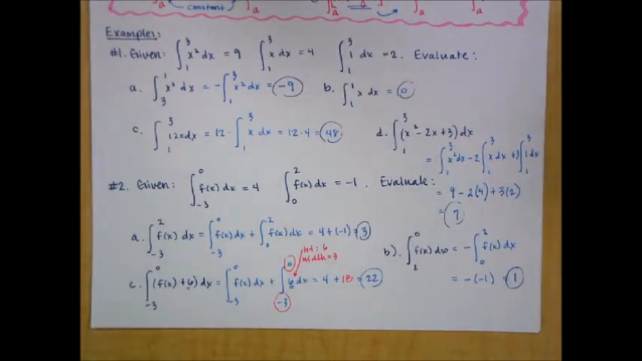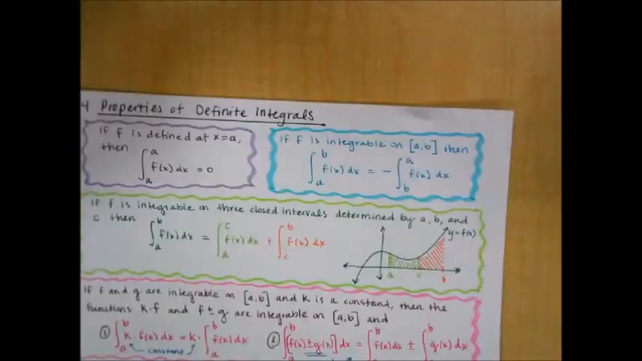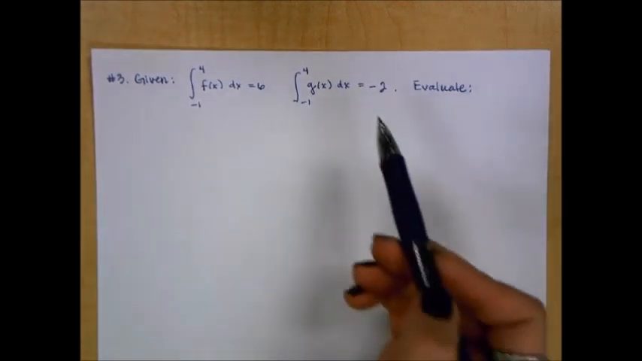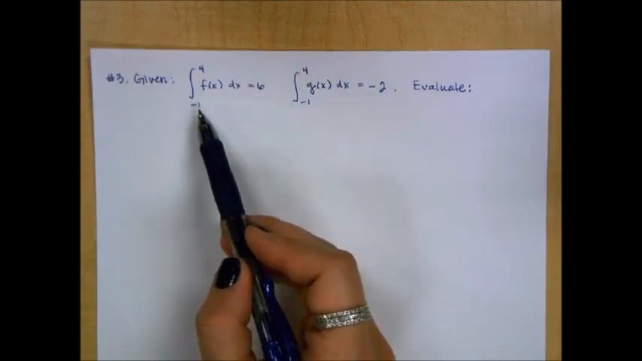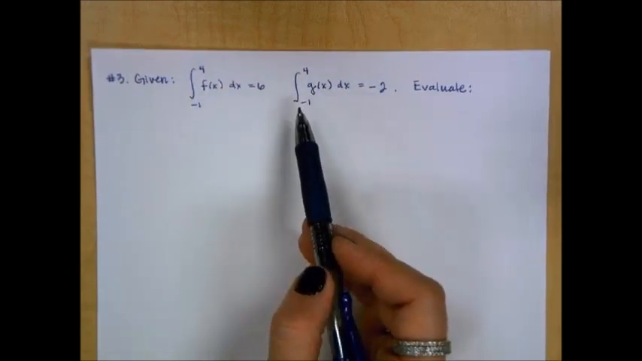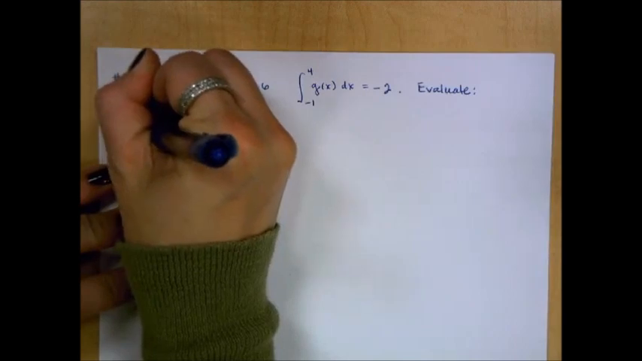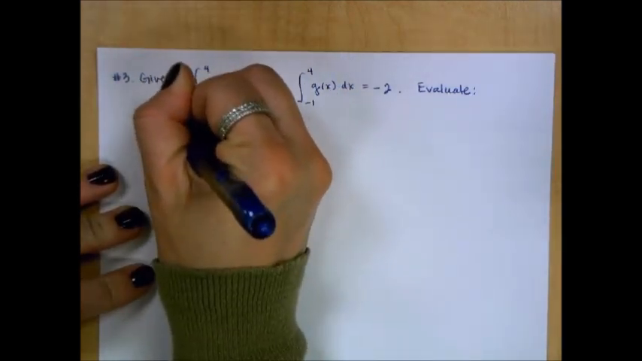And then we have one more type of problem that we're going to do. So number 3, with some different given information. So here I have two functions on the same interval. So f from -1 to 4 and g from -1 to 4, and their defined values. So here we're going to evaluate first the integral from -1 to 4 of f of x minus 3 times g of x.